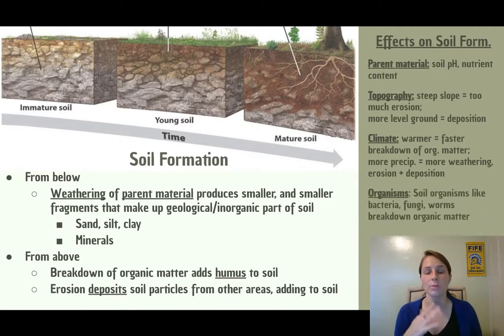Now, additionally, we're going to look at the organisms. They have a big effect on soil formation as well. Soil organisms like bacteria, fungi, and worms break down organic matter. So if you have more of them in an area, that is going to be impacting the soil that's being formed in that place.